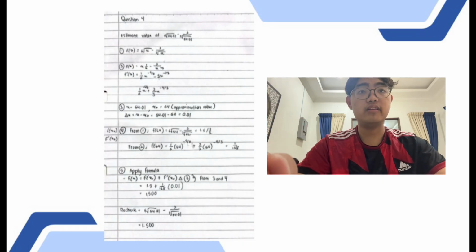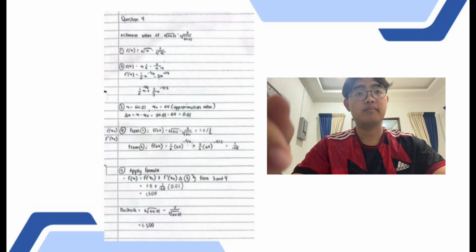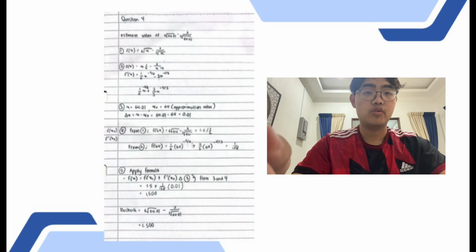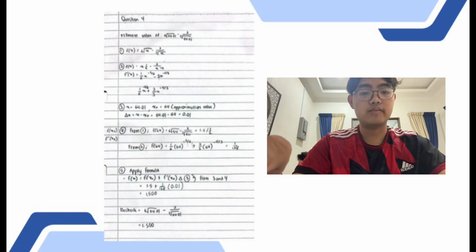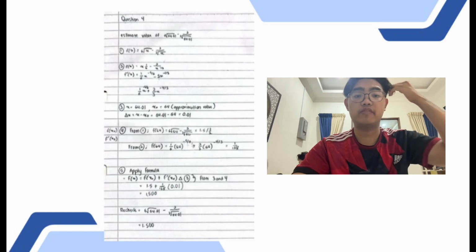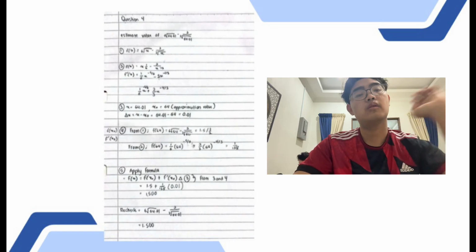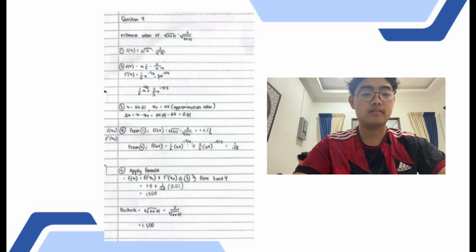First, I define a function based on the given expression, which is x power 1 over 6 minus 2 over x power 1 over 3. This allows me to apply the linear approximation formula. Next, I differentiate the function: 1 over 6 x power negative 5 over 6 plus 2 over 3 x power negative 4 over 3.